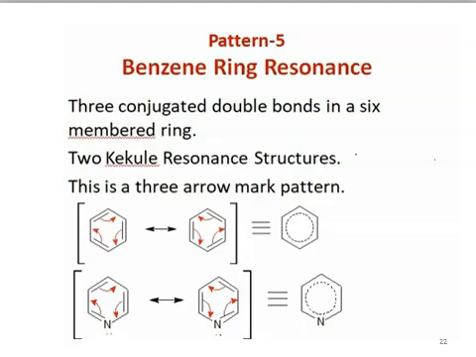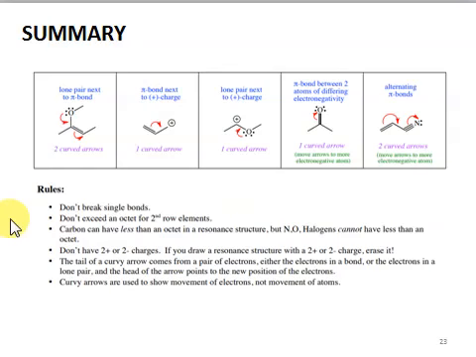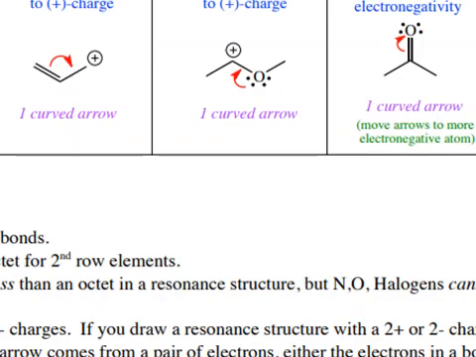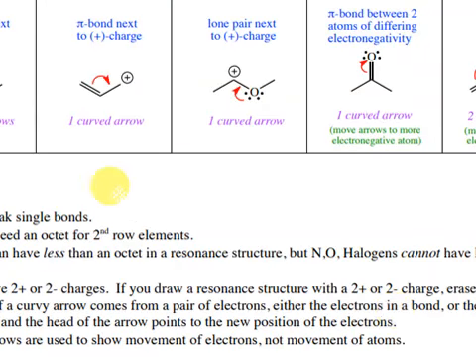For drawing the resonance structures, here is the summary. So we may have a system like this, just magnifying for you. If you have a system in which there's a lone pair next to a double bond, then you have to make use of 2 curved arrows. However, when you have a positive charge next to a pi bond, then you have to make use of 1 curved arrow.